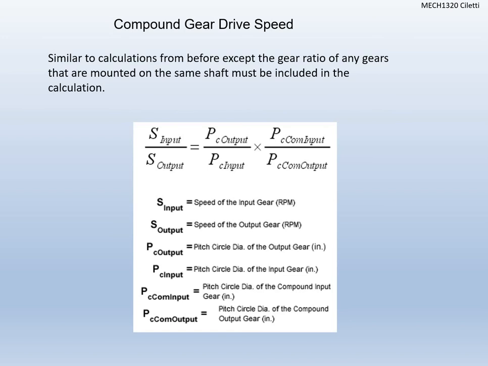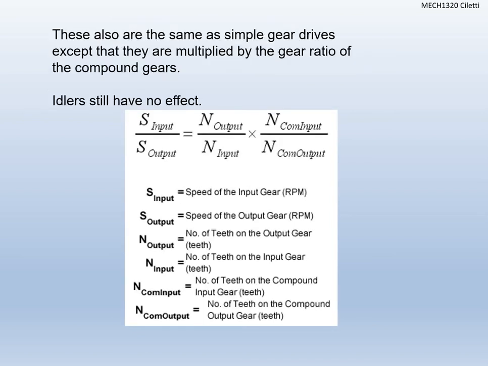So we have the overall ratio of the input and output gears, output over input. And then we have the ratio of the compound gear, which is the reciprocal. It's input over output. And we're going to do some examples here to help you out. And just remember, idlers still have no effect on the system.